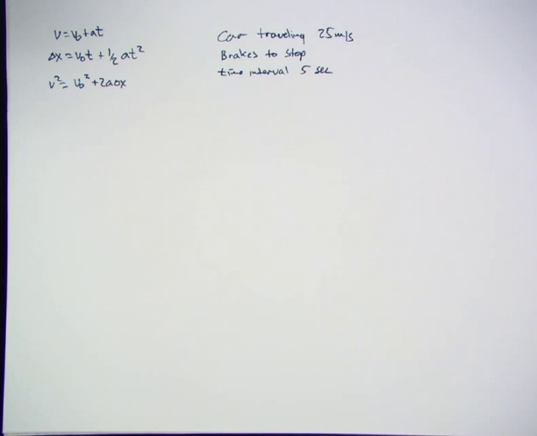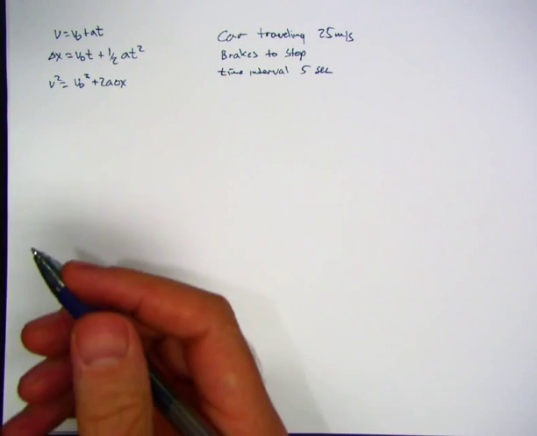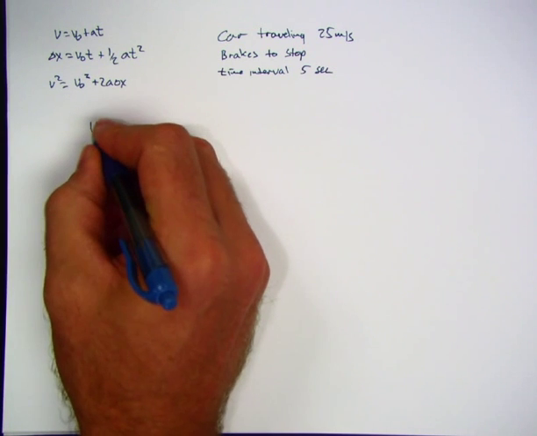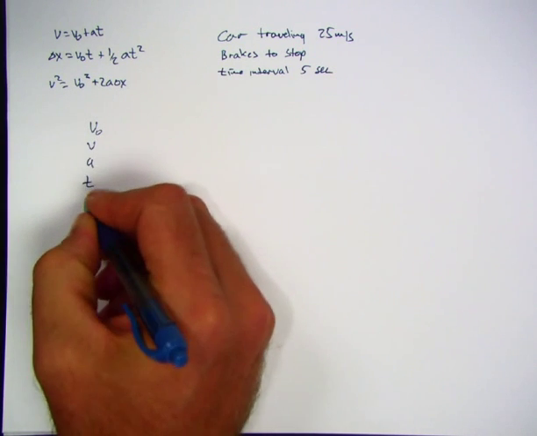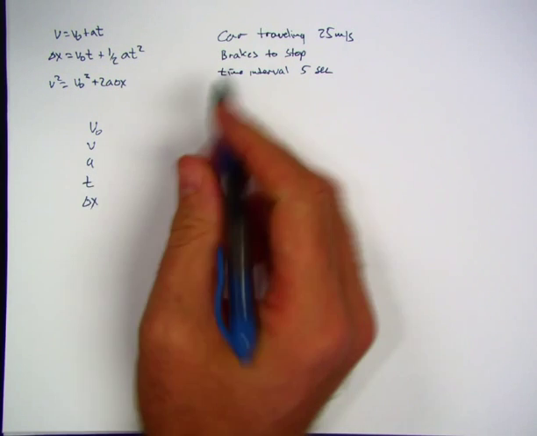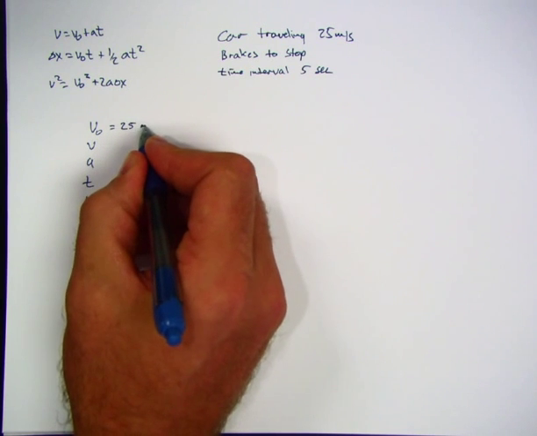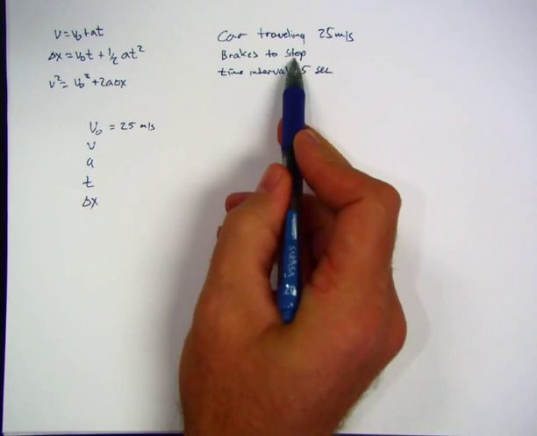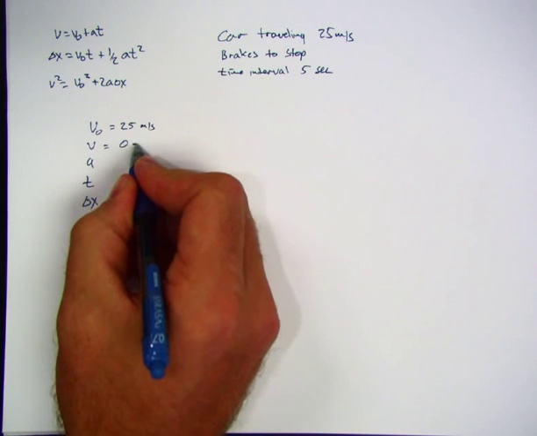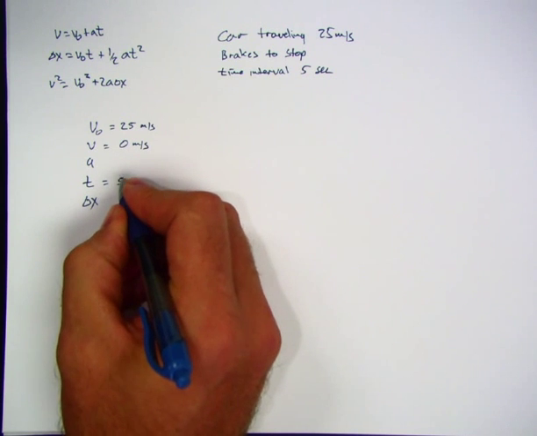It turns out, just by convention, if you look through all of these equations, there are 5 variables. Your general process is always going to be to list your 5 variables, v0, v, a, t, delta x, and then decide which ones you know and which ones you don't know based on your problem. In this case, the car traveling 25 meters per second, we will call that our initial velocity. We're starting at 25 meters per second. Brakes to a stop, that's my final velocity, 0 meters per second. Time interval of 5 seconds, that's my final time, so 5 seconds.